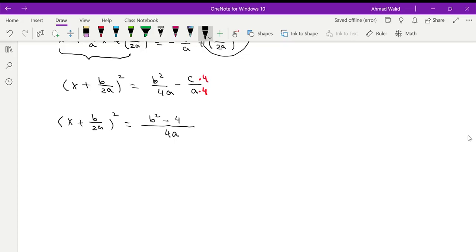Sorry, I forgot here. When you square it, it's 4a squared. Then I have to multiply this by 4a, not only 4. It gives you 4ac.